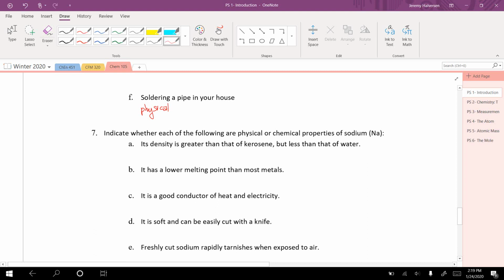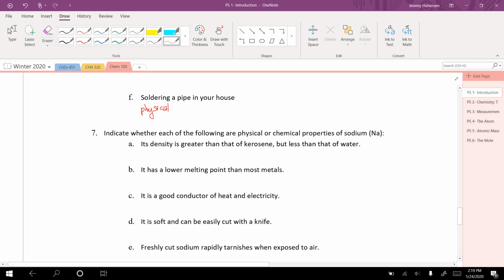And we're down to number seven. Indicate whether each of the following are physical or chemical properties of sodium. So physical properties are things that you can measure without undergoing a chemical change. Chemical properties have to do with whether or not something reacts and therefore require a chemical change to measure.